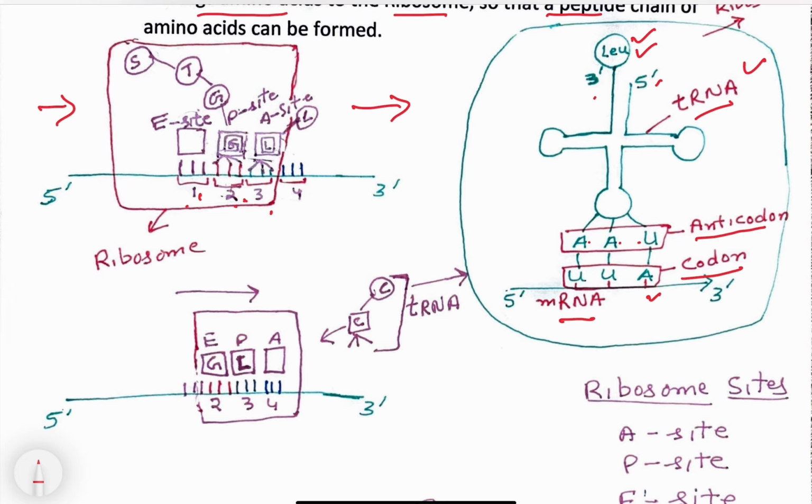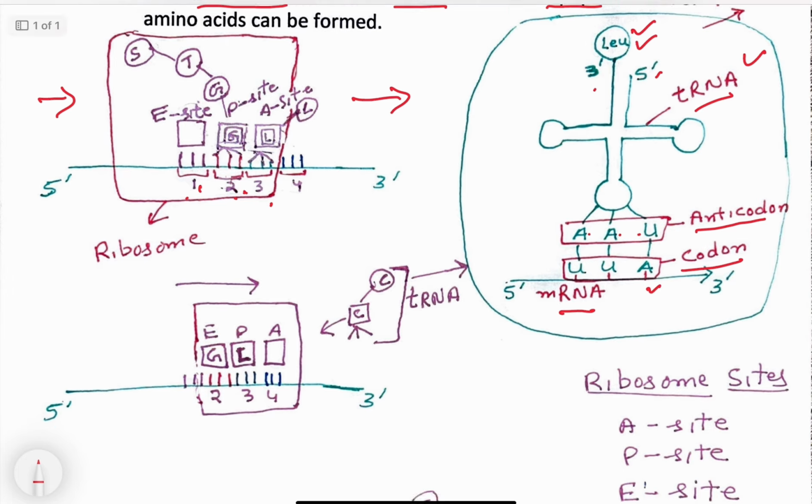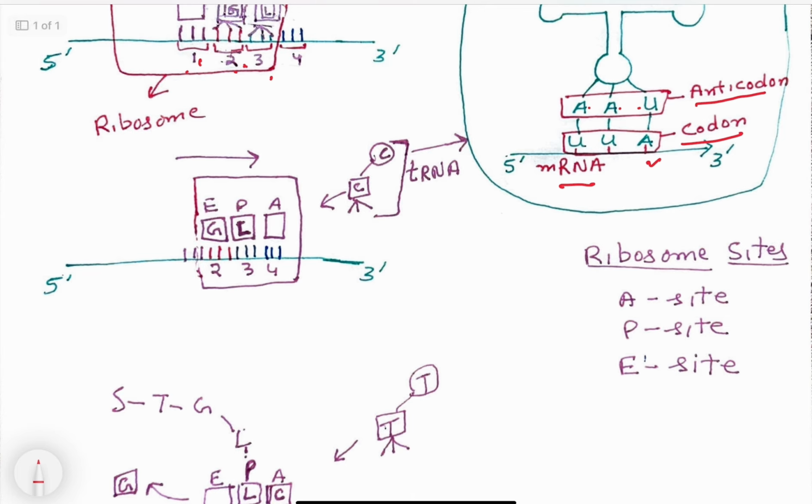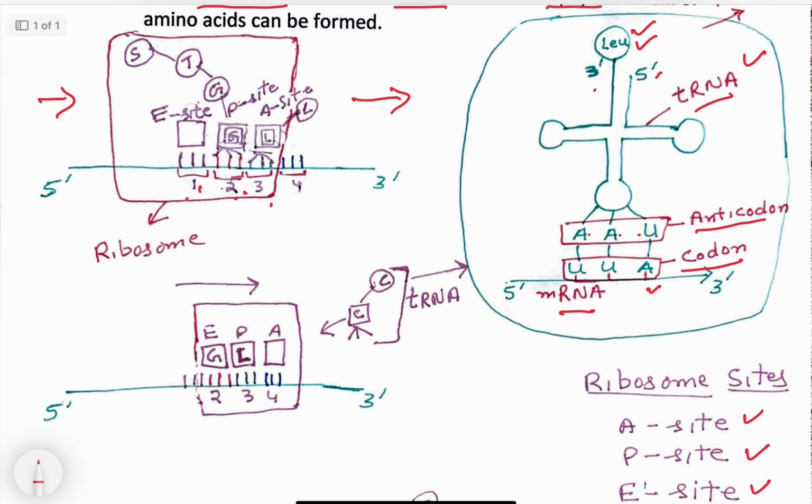So ribosome has 3 sites. So we have to note it down: A site, P site, and E site. So I have designed these sites right here: A site, P site, and E site. So at a given time, 2 sites are occupied. So this one is occupied, this one is occupied, this one is empty right now.